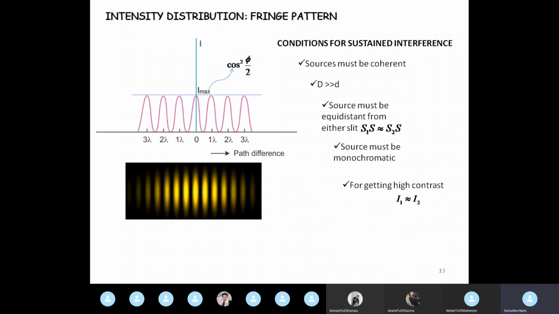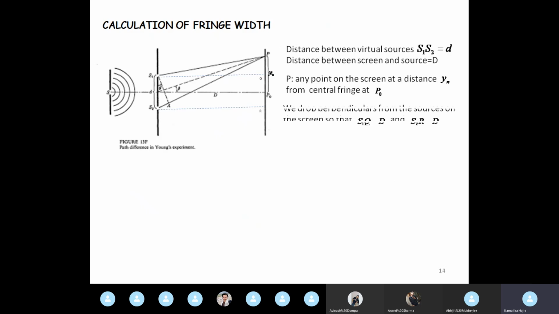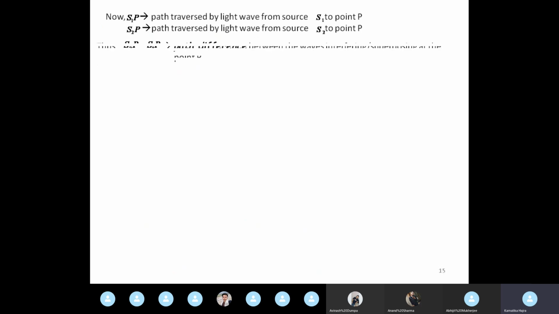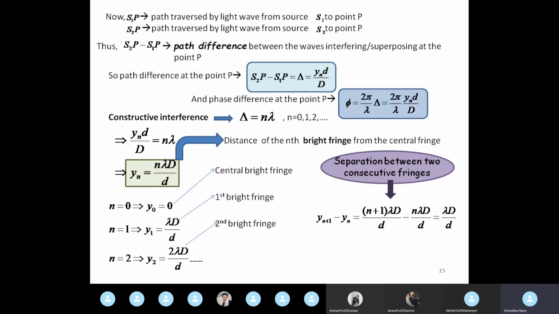different wavelengths. And this is very important because we are going to need this in today's class: for getting highly contrasting fringes, the intensities of the interfering rays must be equal or nearly equal. All right. And of course, the sources must be in the same state of polarization. All right. So we then calculated the fringe width for Young's double slit setup, and we had obtained the fringe width to be finally, okay, these we had done.